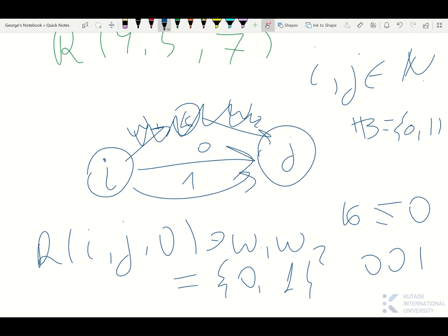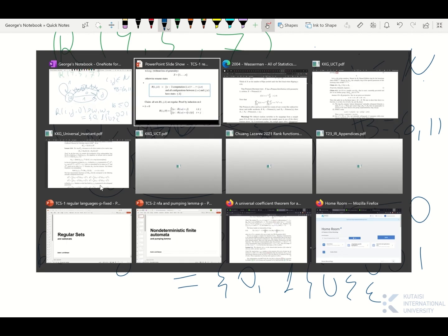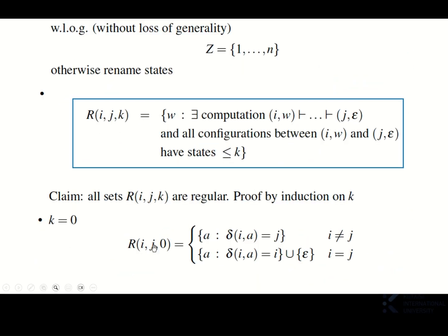But it can also happen that i equals j. It might be the same state, and then you can read nothing. So you can have epsilon in this case, because if it's the same state, you read nothing and you stay there. So Rij0 is just a collection of single letters, or a collection of single letters and epsilon. So it's always regular. Now I'm going to do induction on k.